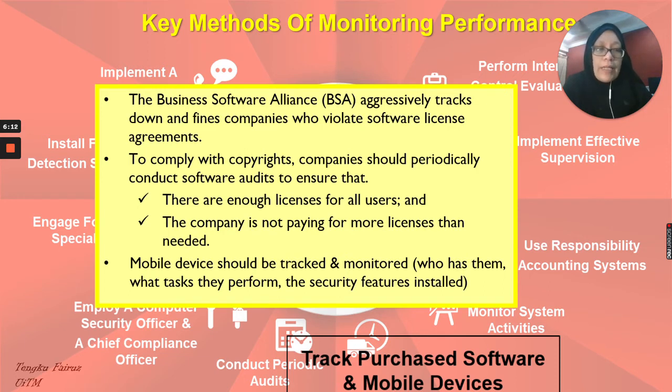So the company should periodically conduct software audits to ensure that there are enough licenses for all the users, and the company is not paying for more licenses than needed. They also can track and monitor mobile devices: who has the device, what tasks they perform, and also the security features installed in the mobile device. So the monitoring part can be done with the Business Software Alliance.